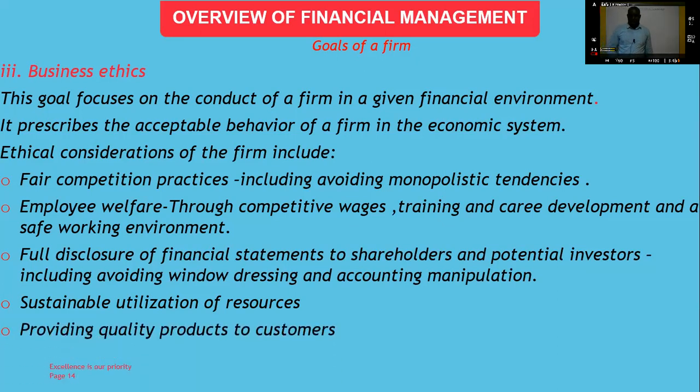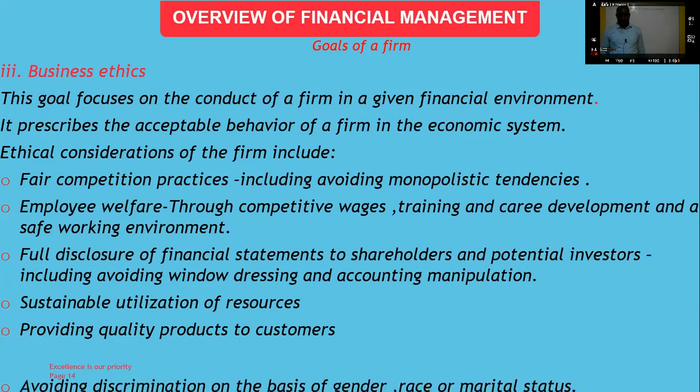We also have providing quality products to the customers. We should not focus mainly on profit maximization at the expense of providing quality products to the customers, such that we might find that we are producing goods of poor quality, giving out sugar, for example, which has mercury, or products that have not been checked by the Kenya Bureau of Standards to check that they are of the highest quality.